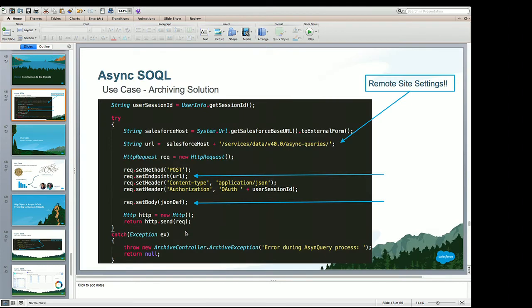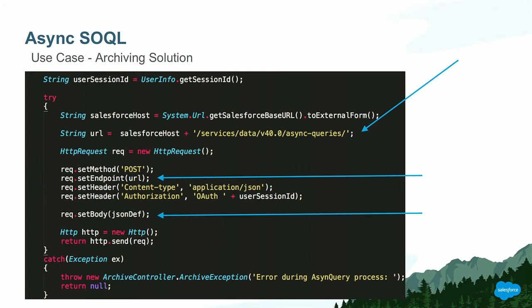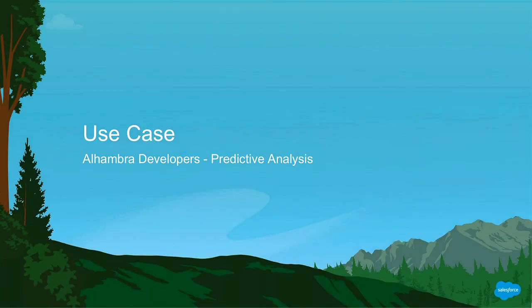Okay, so we have seen all these examples in Workbench, but what if I need to move this information into my code? That's pretty simple. At the end, it's an HTTP call, so the only thing that we need to do is to create the URL, pass it as a set endpoint, and also create our string in JSON format in order to pass it as the body. The only thing that we need to keep in mind is to add this URL as a remote site setting, otherwise the call will fail. And that's all for the archiving solution.